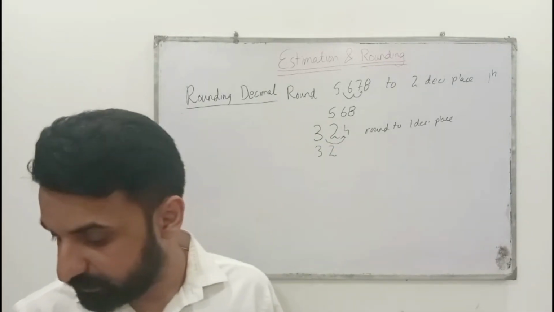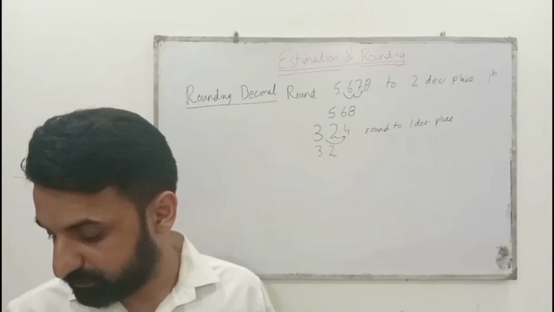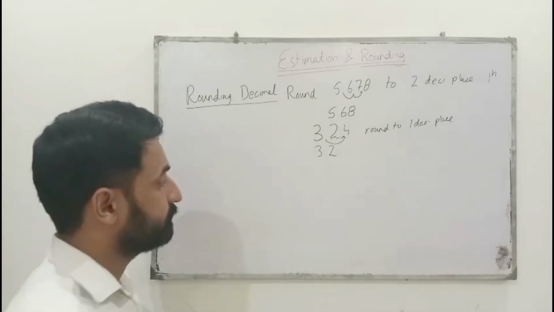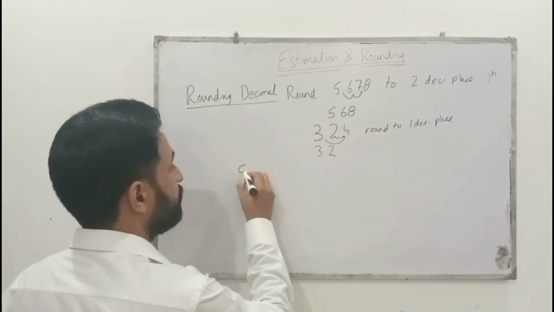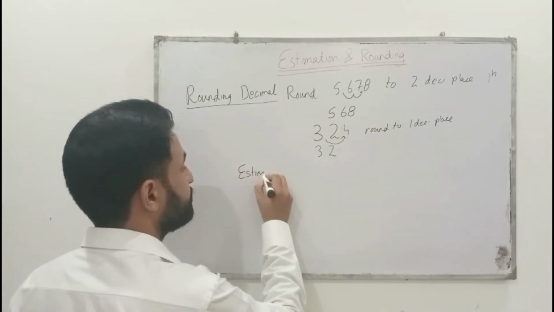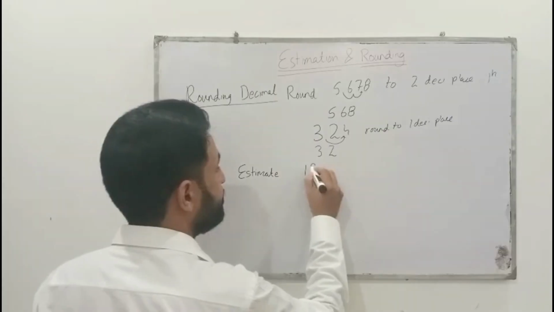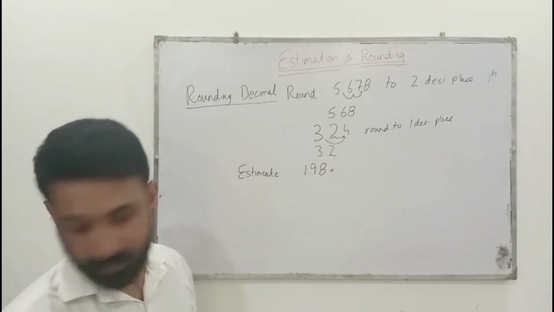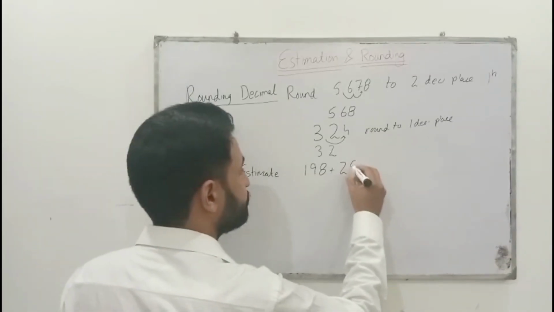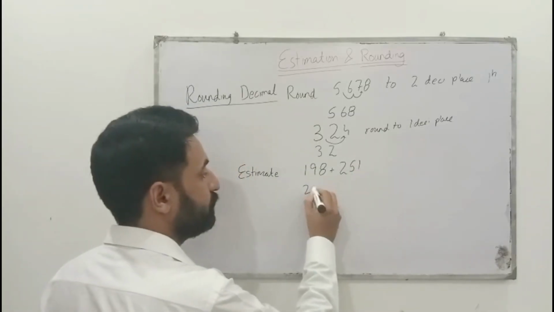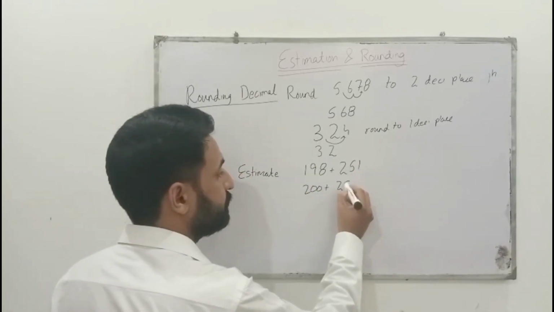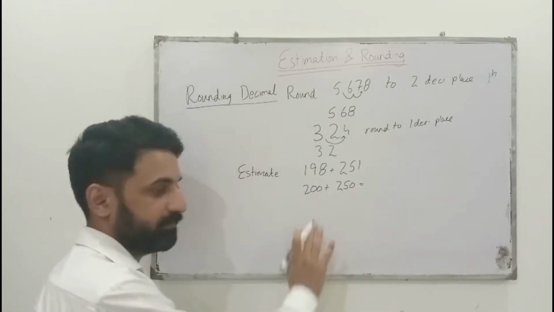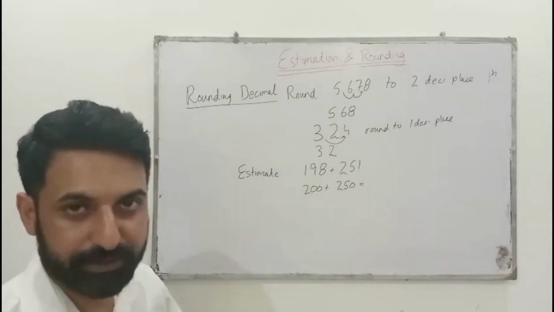In addition and subtraction, how are we going to estimate? For example, estimate 198 plus 251. We will just round it: 200 plus 250. That is not the exact value, but it's very close to the original value.